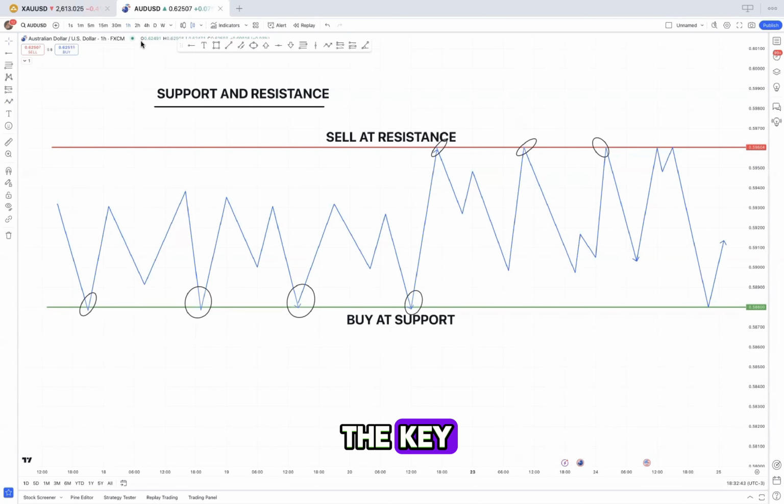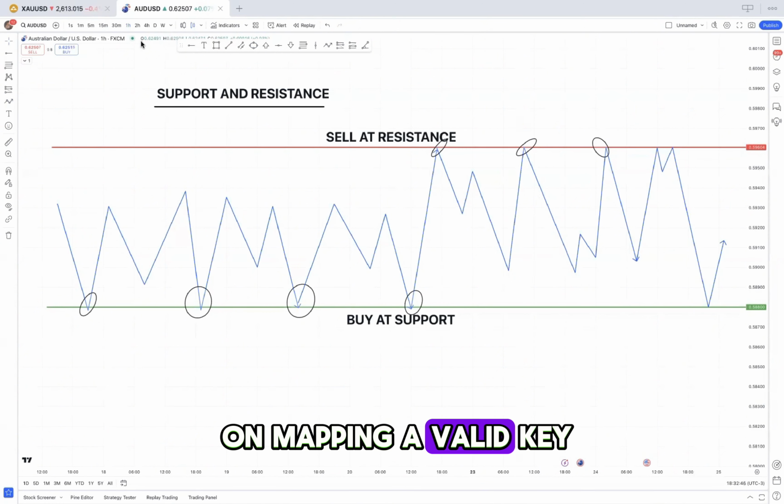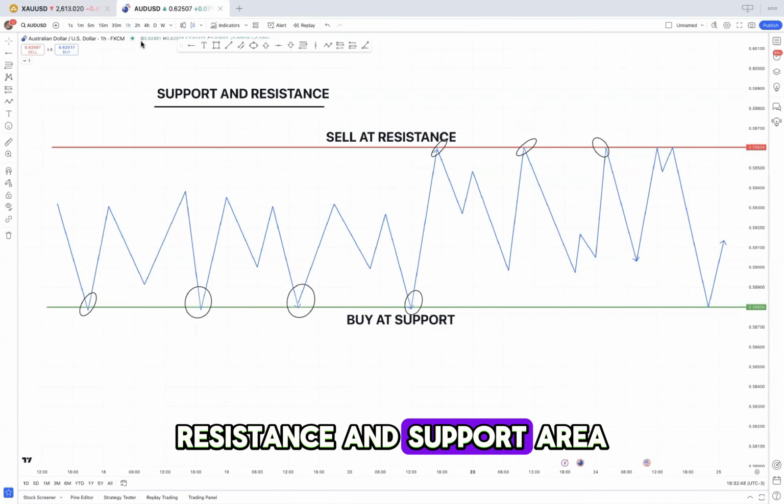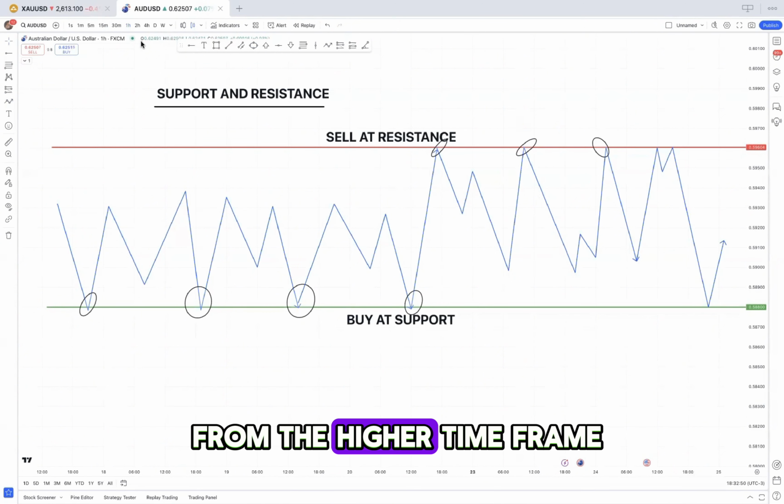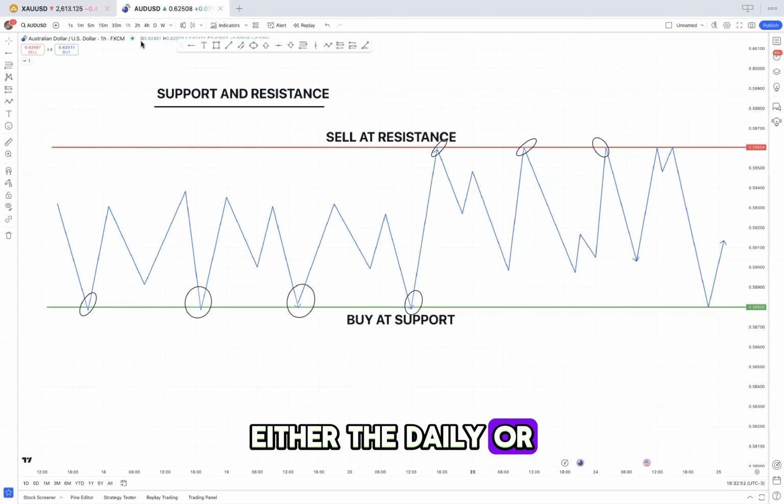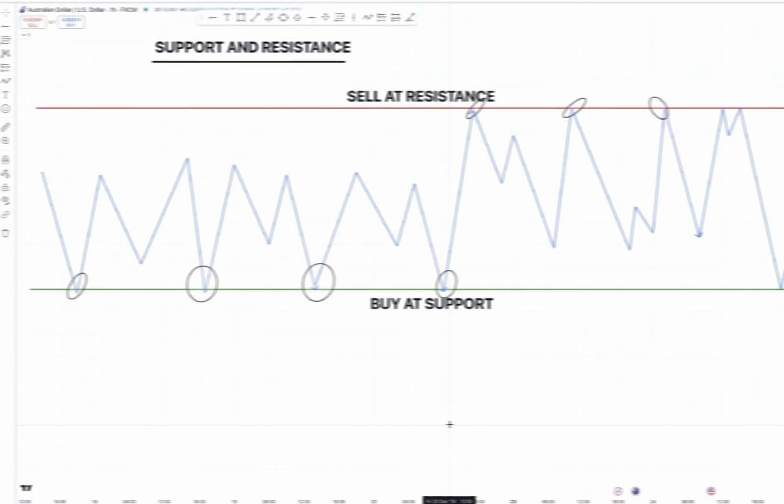So this is the key. This is the key on mapping a valid key resistance and support area. You should map it from the higher time frame, either the daily or the 4 hours or the 1 hour. Any of these, you should map it from that area.